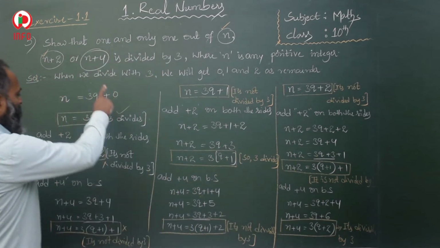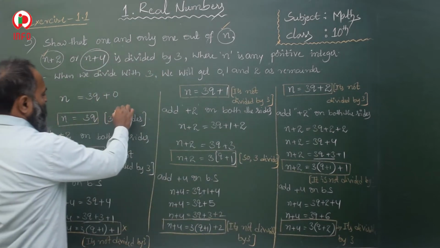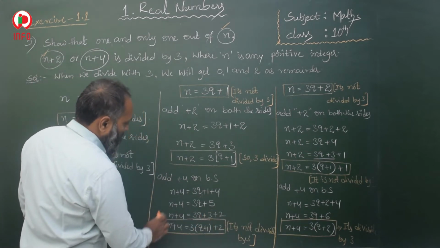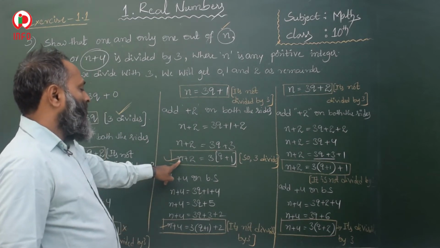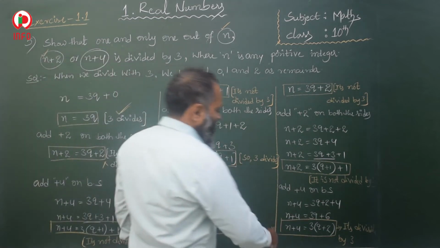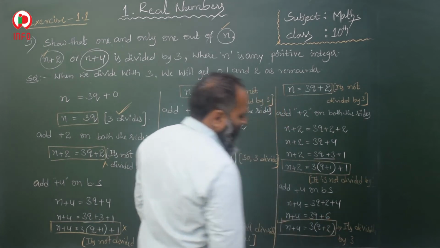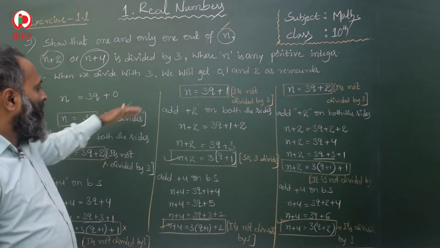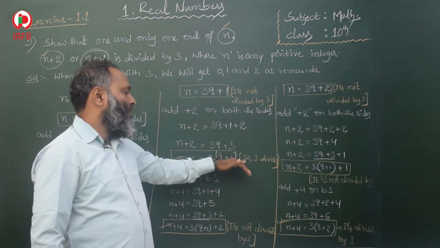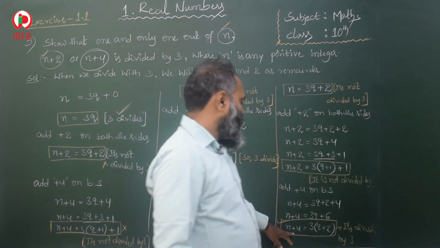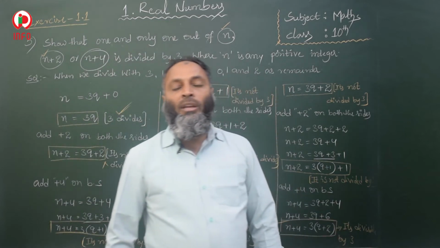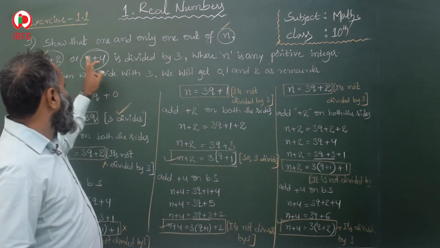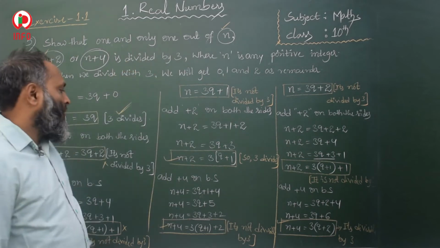It means in the first case, when n is equal to 3q, it is divided by 3. In the second case, n plus 2 positive integer is divided by 3. In the last case, n plus 4 positive integer is divided by 3. In the first one, n is a positive number which is divided by 3. In the second case, n plus 2 is divided by 3. In the third case, n plus 4 is divided by 3. This is the method to check that only one of the numbers n, n plus 2, n plus 4 is divisible by 3. Okay.